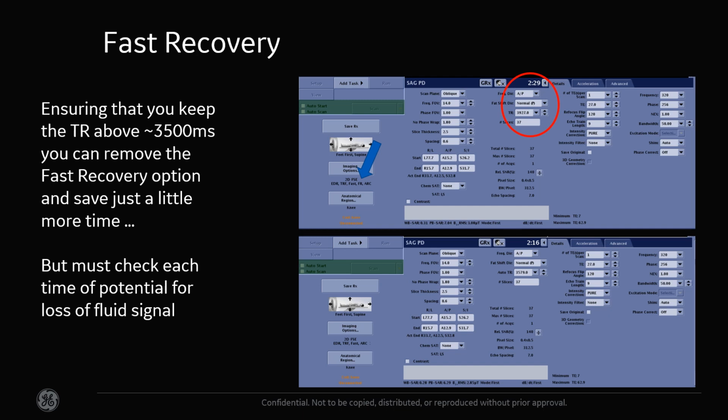But because we're above that threshold of 3,500 milliseconds, we could, if we wanted to, take fast recovery off. Our TR drops down to still above the threshold. It's not a massive time saving, it's about 15 seconds, but it's not always that small. Sometimes you can save yourself 30 seconds, sometimes you can save greater than that, sometimes it's only the 15 seconds. But if you can save 15 to 30 seconds per acquisition, so long as you ensure that your TR stays above that 3,500 millisecond mark, you can take the fast recovery pulse off and save yourself some scan time.